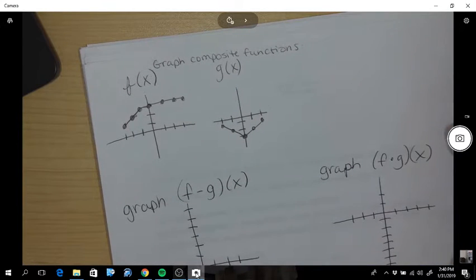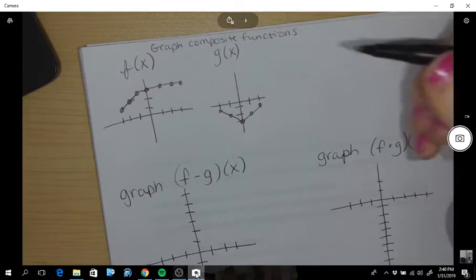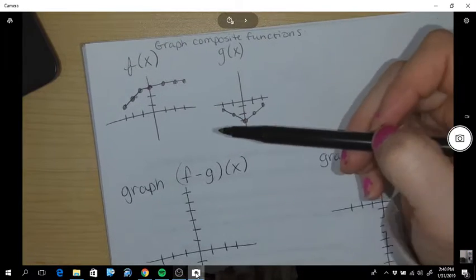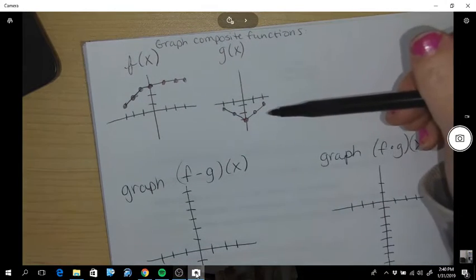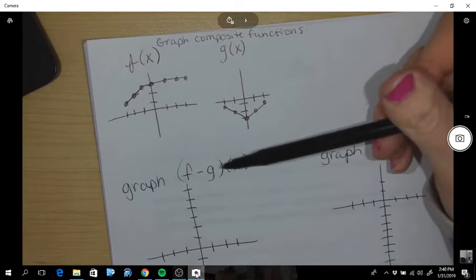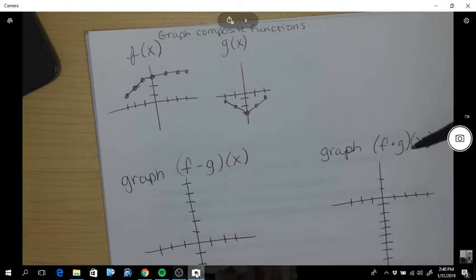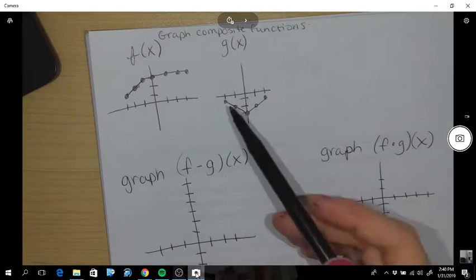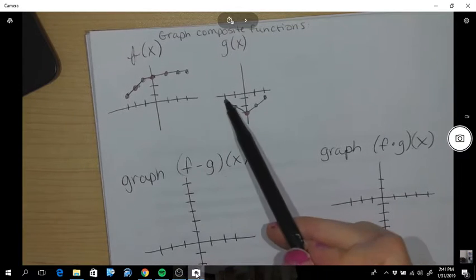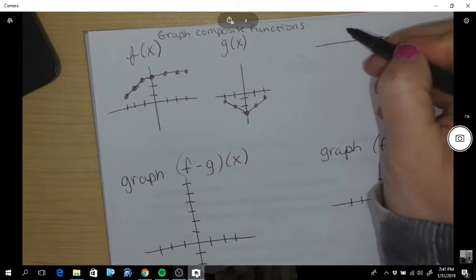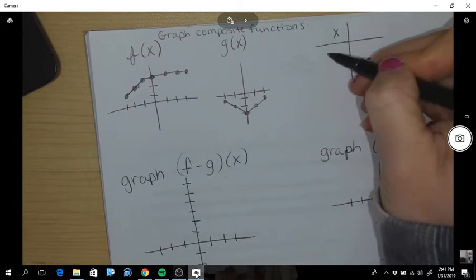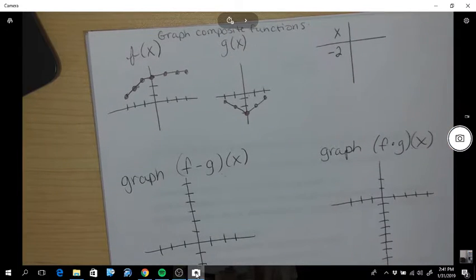Okay, graphing composite functions. I gave you a graph of f of x, and here's a graph of g of x. So we're going to have to graph f subtract g of x and f times g of x. First of all, what we need to do is restrict the domain to the smallest possible. So this one goes to -3 and this one goes to -2. So the x values are restricted no further than -2.